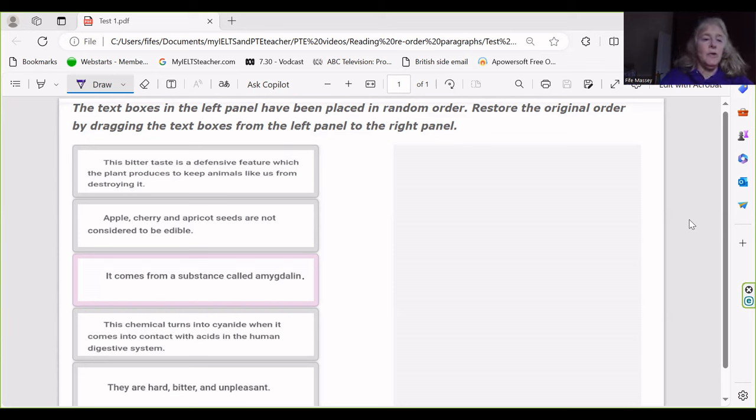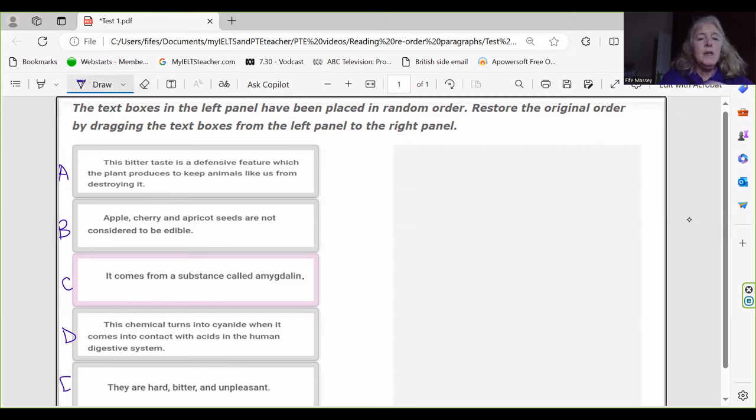Looking at the first sentence that we've got here, perhaps it's going to help if I label these first of all, so we know which one we're talking about. So looking at sentence A there, this sentence, I'm immediately eliminating it, and I'm going to show you why. When it says this bitter taste, it's referring back to a bitter taste that's already been mentioned in a previous sentence by the word this. It assumes you know which bitter taste we're talking about. So this cannot be the first sentence, so I have to eliminate it.